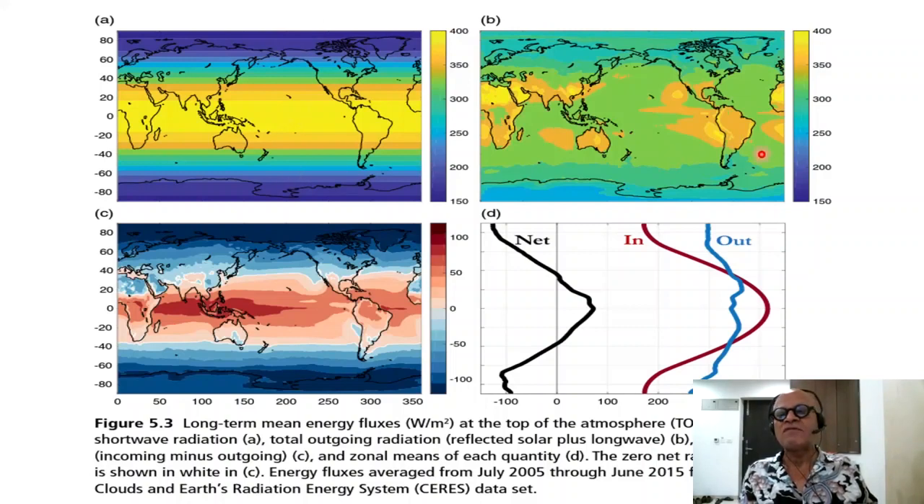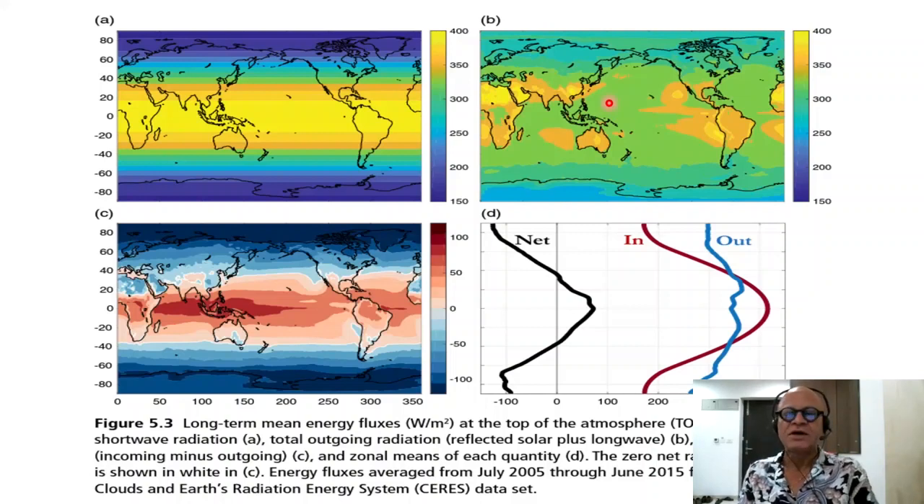The outgoing longwave radiation, which we will look at in a bit more detail in the next slide, looks a bit complicated, but depends on, again, just sigma T to the fourth. This is what is coming out at the top of the atmosphere.